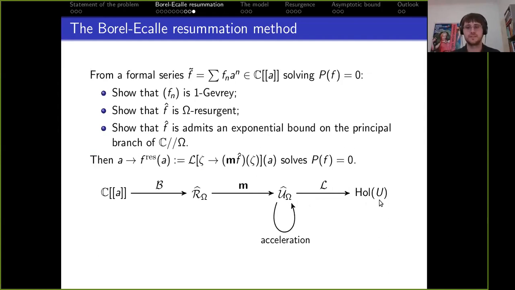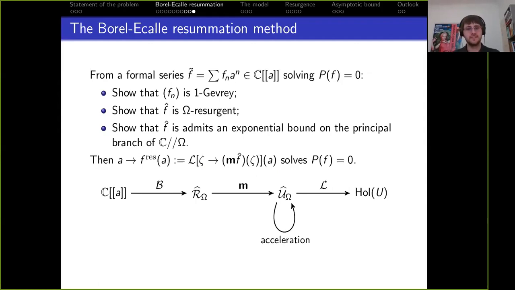So in practice, if you want to apply this method, you have 3 things to show. First, you need to show that your initial formal series is 1-Gevrey, so that your Borel transform is convergent in an open set of 0. You have to show that it admits analytic continuation along every path that avoids the singularities, which is tough in general. And you also have to show that those analytic continuations admit an exponential bound on the principal branch of the Riemann sheet C minus omega.